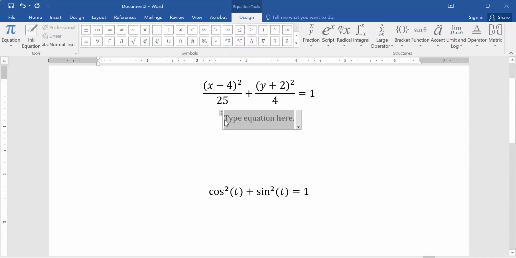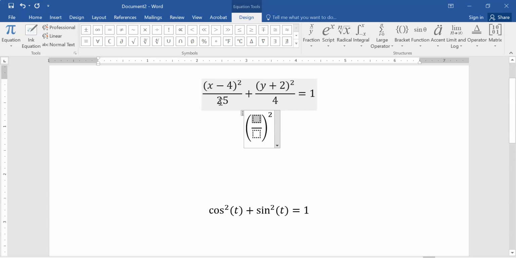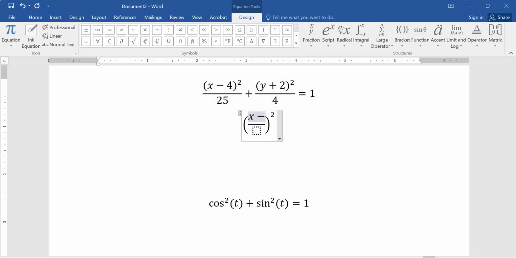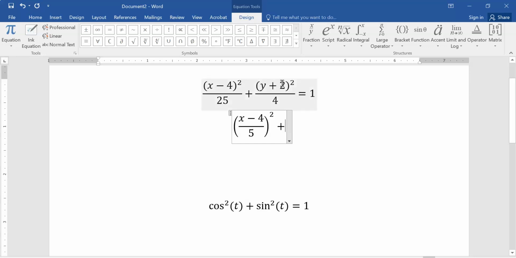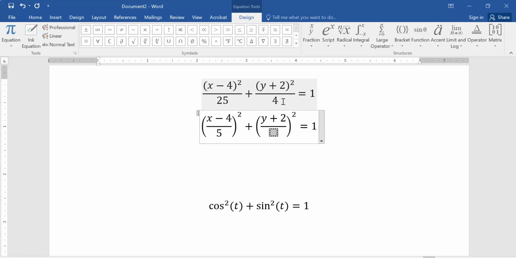When you create this equation, you're going to create an equation with a single fraction being squared. So be careful with that. Instead of doing x minus 4 over 25, you want to put (x minus 4 over 5) and square the whole thing. And then instead of putting y plus 2 over 4, we're going to have a fraction, something squared equals 1. So we're going to have (y plus 2 over 2) quantity squared.